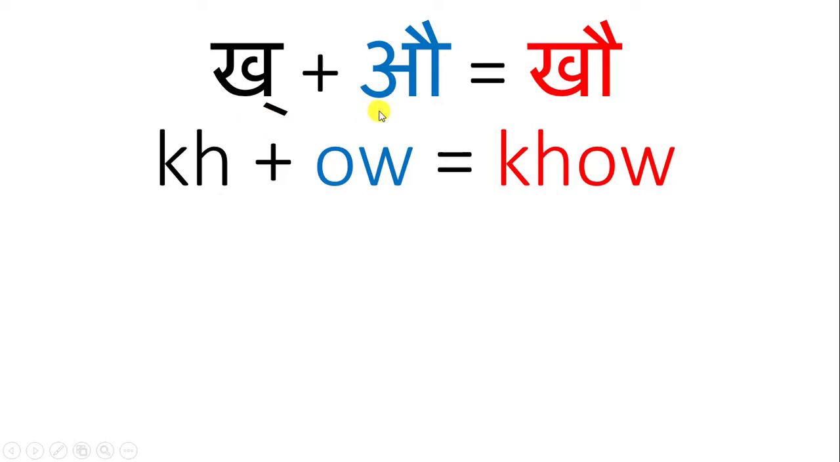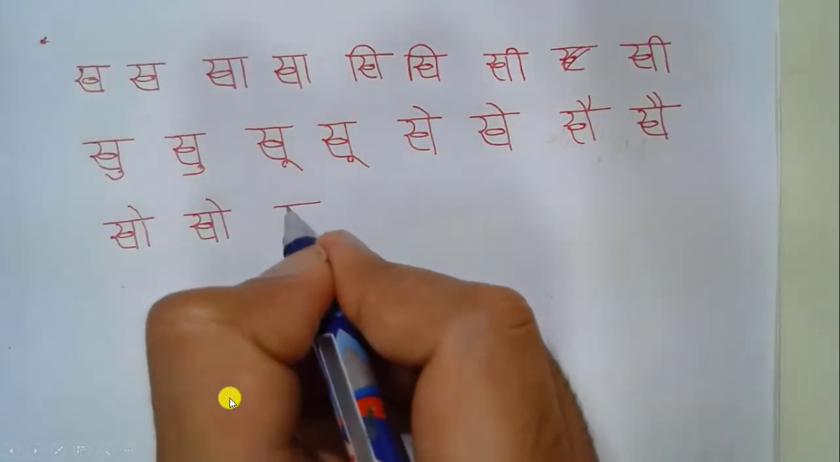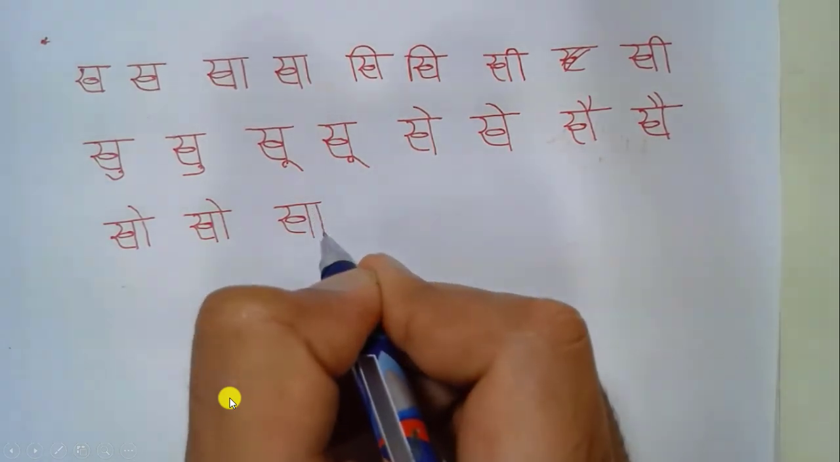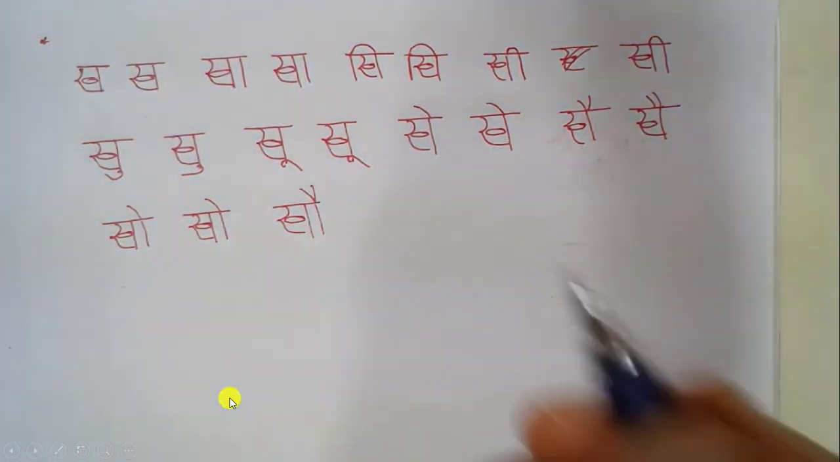The next sound is Kau. You get this sound Kau when you add K to AU. K plus AU equals Kau. And you write Kau like this. Once again.